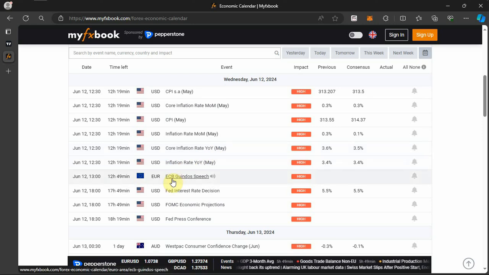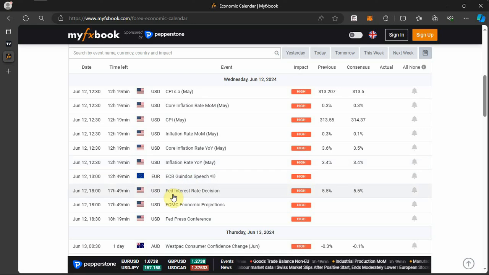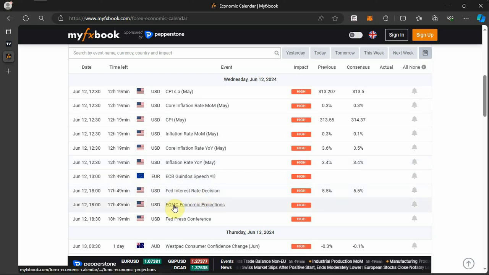Then we have the ECB Lagarde speech as far as the Eurozone is concerned. Then we have the Fed interest rate decision. Then you have the FOMC economic projections. Then you have the Fed press conference.